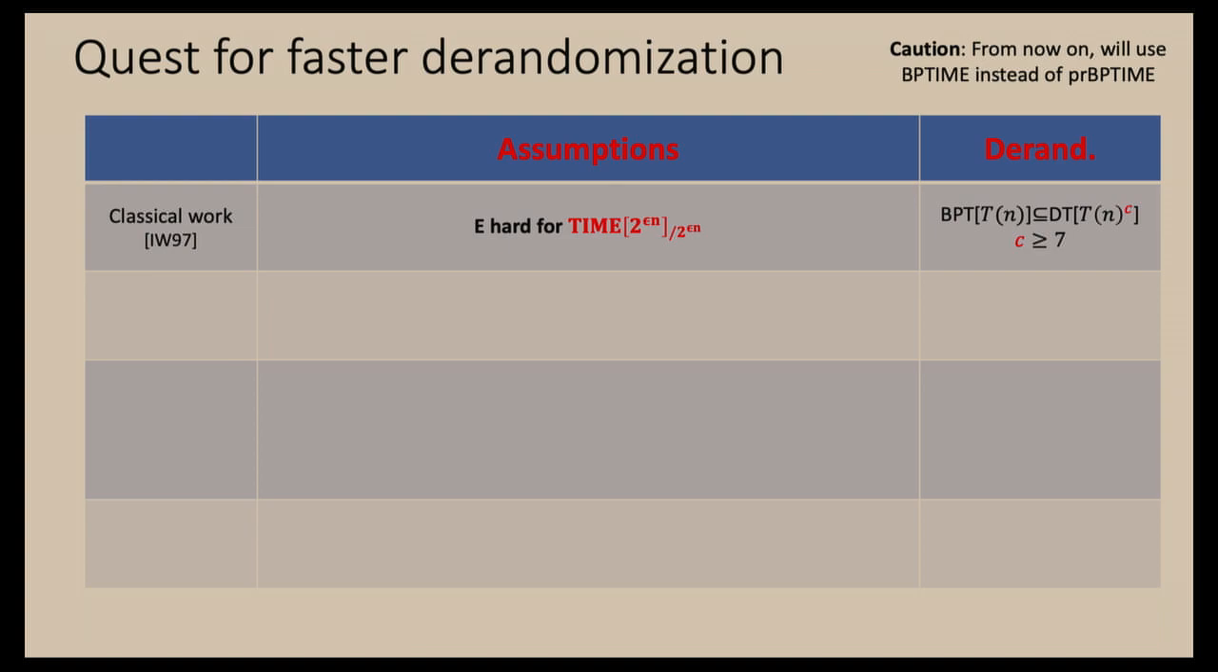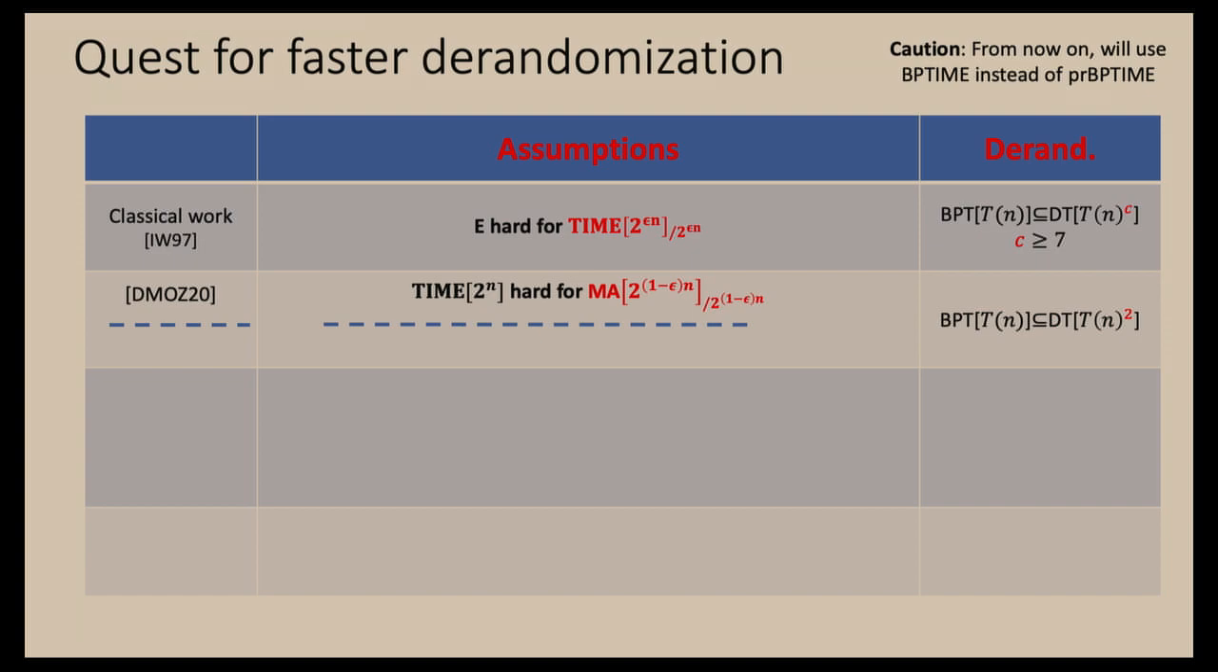So this is great because we have polynomial derandomization. By BPT, I mean probabilistic T of n time, and that actually means the promise version, but I don't have space, so I just use BPT. DT means deterministic time. So classical works give you polynomial derandomization, but the overhead is not very great.